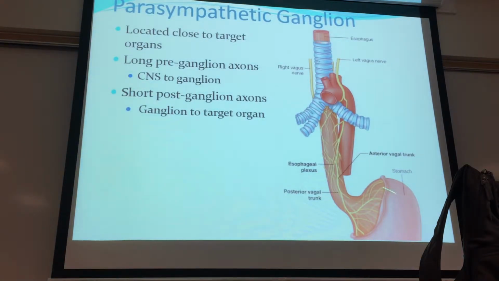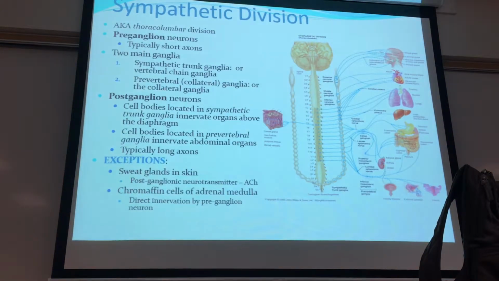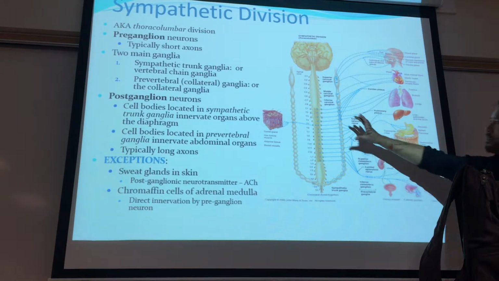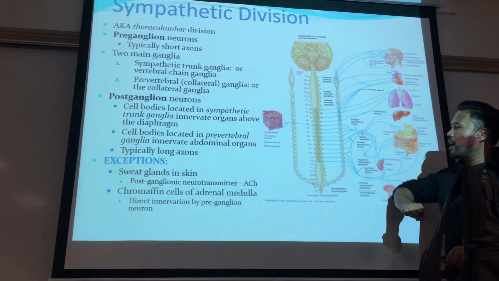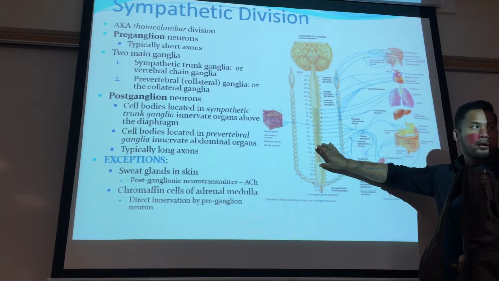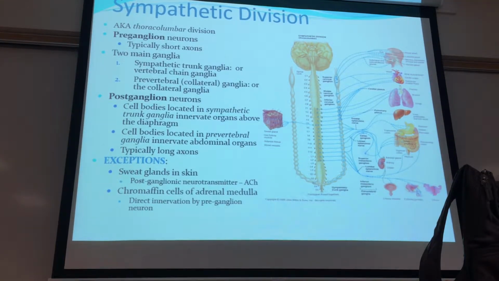Like I mentioned, ganglia are located close to the target organ. So long preganglion axons, short postganglion axons. Now, looking at the sympathetic division, it is called the thoracolumbar. Why is that? Because we're going to be involving the thoracic as well as the lumbar spinal cord segments.